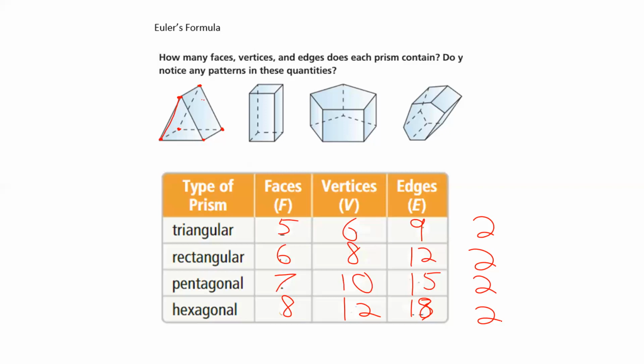All right, so what we're seeing here, if we add those two, 5 plus 6 is 11, 9 plus 2 is 11. Those two added together is 14. Those two together is 14. 17. 17. 20. 20.